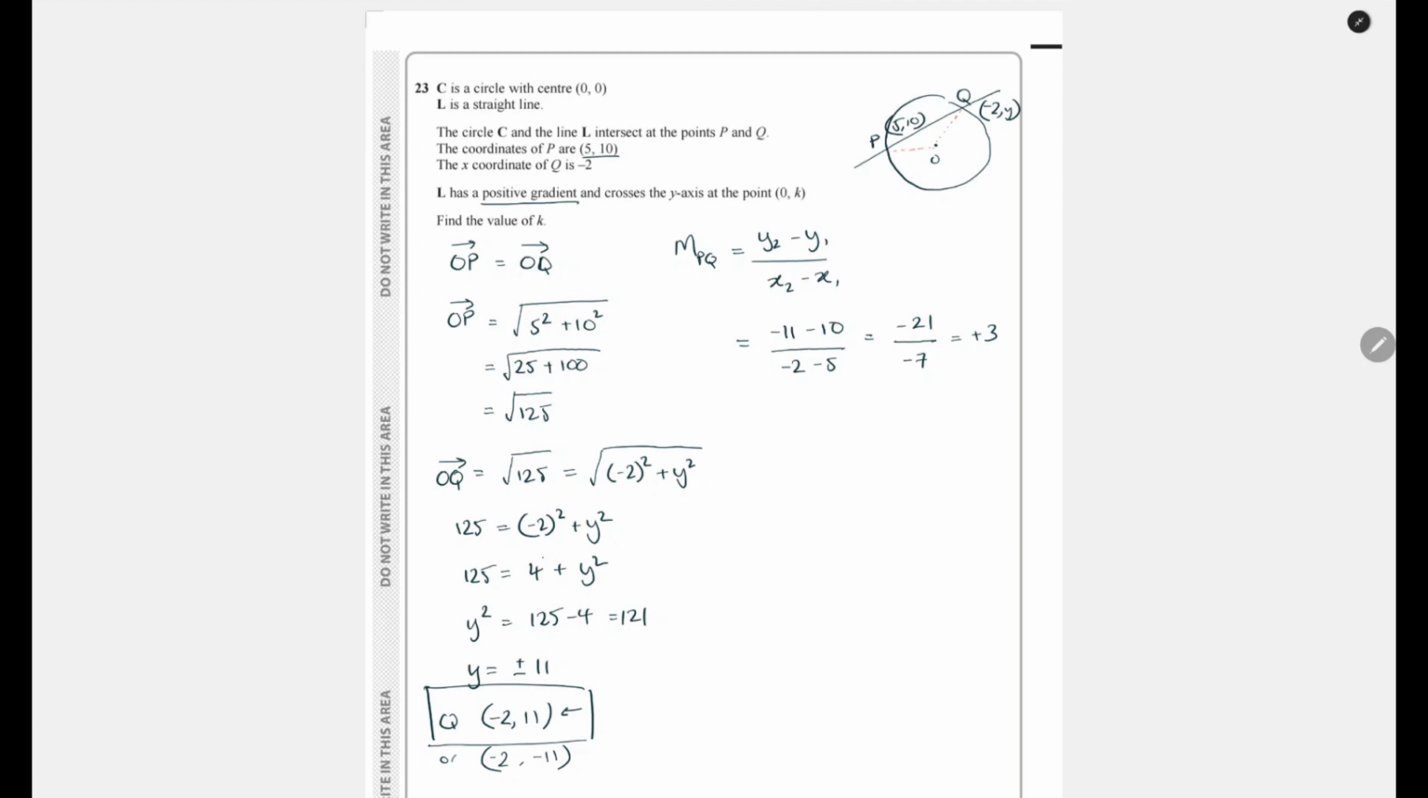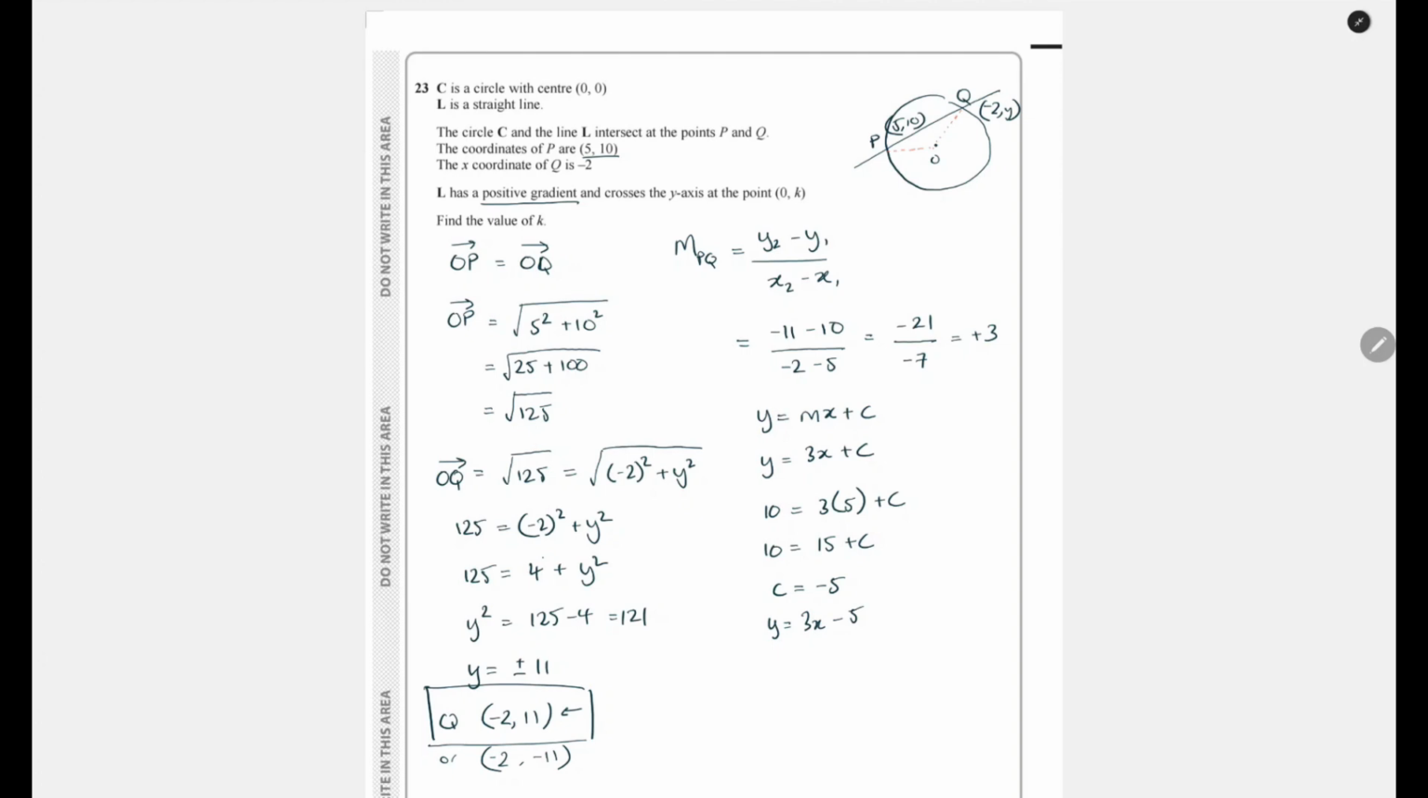Now that we have the gradient of this line L, we need to work out the equation of the line. The general formula of the equation is y is equal to mx plus c. We know that m is 3, so we can plug that in. That's 3x plus c. Now, we need to figure out what the value of c is. So let's use the coordinates of P. So y is 10, which is equal to 3 multiplied by 5 plus c. 10 is equal to 15 plus c, and therefore c is equal to -5. And so our overall equation is y is equal to 3x minus 5.